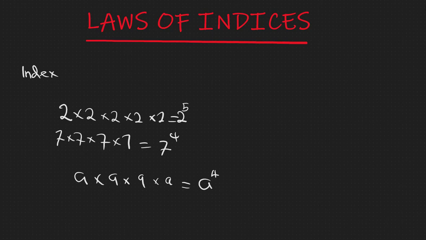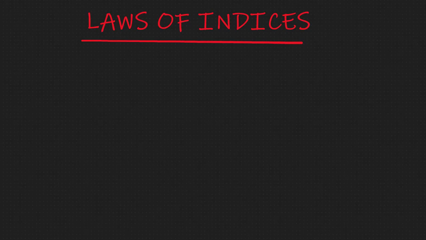The a is called the base, while this 4 is known as the index. Alright, there are basically 8 laws of indices, and we are going to discuss each law in detail. The first law of indices is the law of multiplication. The multiplication law.